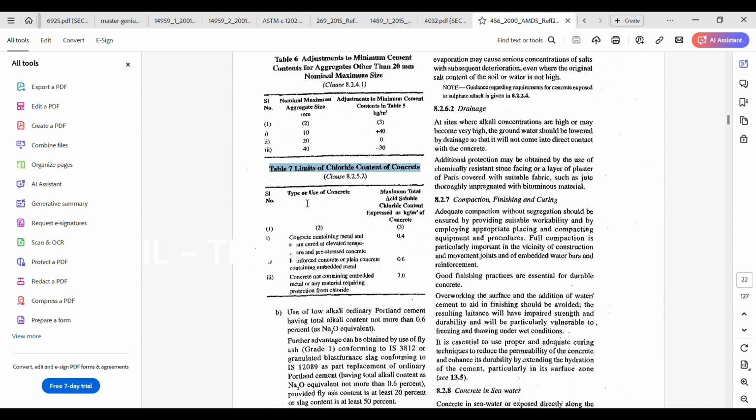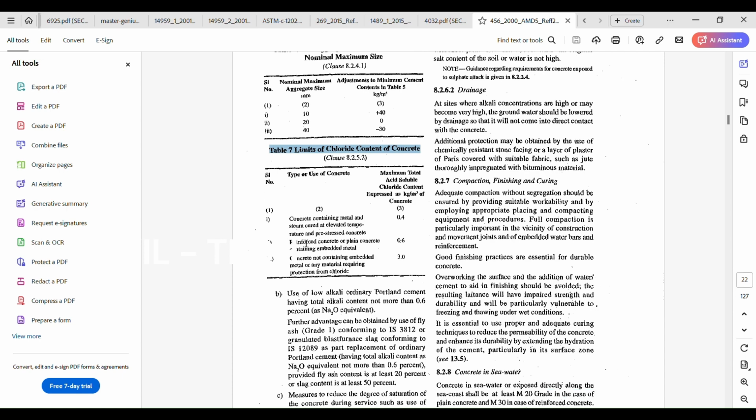The first column is serial number, the second column is type or use of concrete, the third column is maximum total acid soluble chloride content expressed as kg per meter cube of concrete. The first type of concrete is concrete containing metal and steam cured at elevated temperature, and pre-stressed concrete. For concrete used in pre-stressed members, the maximum chloride content is 0.4 kg per meter cube.